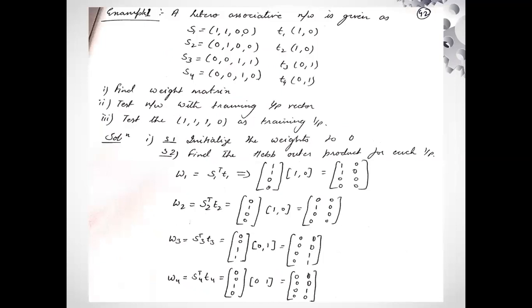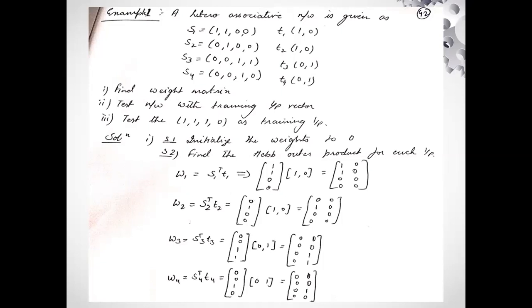We are given a heteroassociative network as S1 and T1, S2 and T2, S3 and T3, S4 and T4. What we have to do is find the weight matrix, and test the network with the training input vector, and also with another vector as input. First of all, we are going to initialize the weights to 0. Now, according to the Hebb rule, we have to find the outer product.